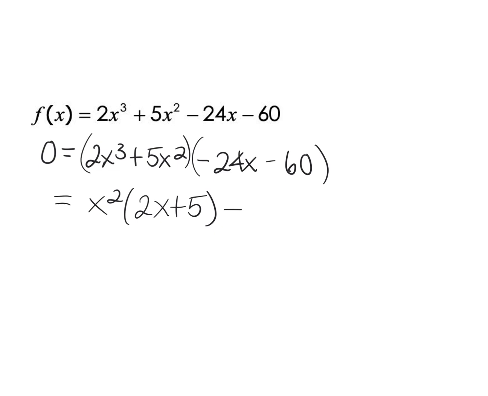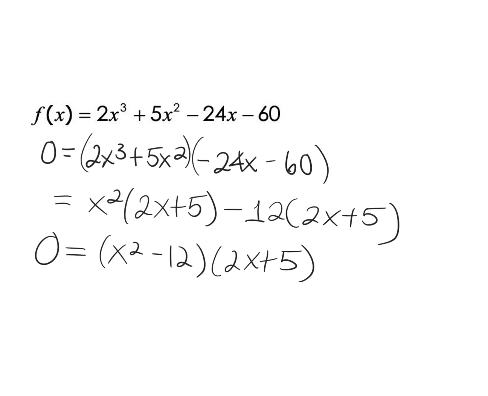We want to make the 24 the same as the 2. So that should tell you to make this 12, because 24 divided by 12 is going to be 2. So that's 2x plus 5. So then we have x squared minus 12 times 2x plus 5 equals 0. So we set them both equal to 0. X squared minus 12 equals 0. We add 12. We have x squared equals 12. Now we take the square root of both sides. And we have x equals plus or minus square root of 12.